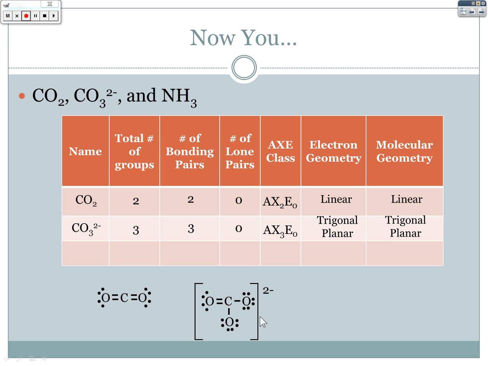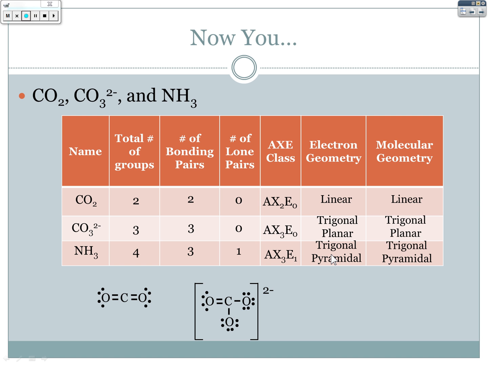And finally, let's look at ammonia. So ammonia, or NH3, the total number of groups. Now keep in mind that nitrogen is kind of different. Not only does it have those 3 hydrogens bound to it, but in order to complete its octet, it has 1 lone pair sitting on top of the nitrogen. So the total number of groups around nitrogen is going to be 4. The number of bonding pairs will be 3 bonds to 3 different hydrogens, and the number of lone pairs would be 1. So we would have an AXE class of AX3E1, which means its electron geometry, because it has 4 groups, is going to be tetrahedral.